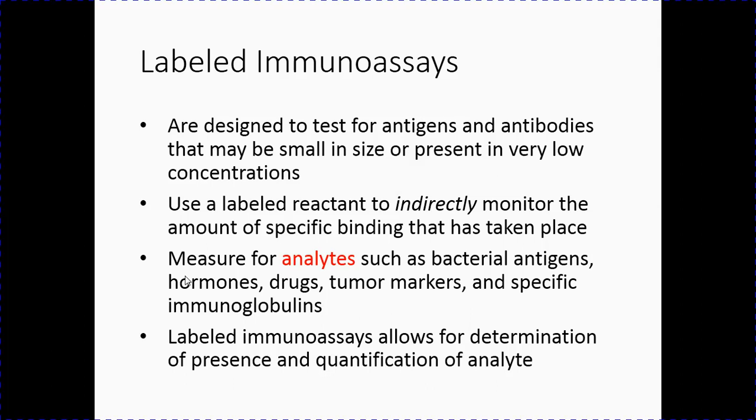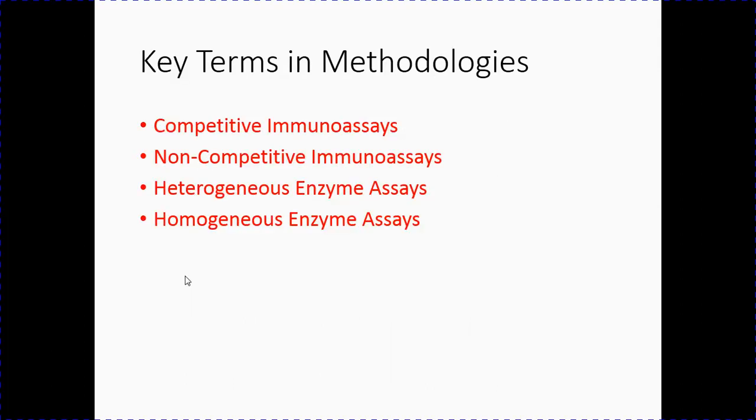Labeled immunoassays are most widely used to monitor things like bacterial antigens. We're going to see repeatedly hormones and therapeutic drug monitoring. Tumor markers are a fantastic use of this methodology for monitoring efficacy of treatment for tumors by monitoring the presence of tumor markers. We can even look at some specific immunoglobulins when we're doing labeled immunoassays. So let's just take a look and see where we're headed with this.